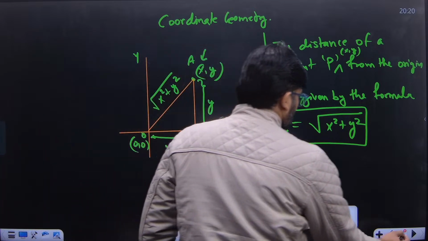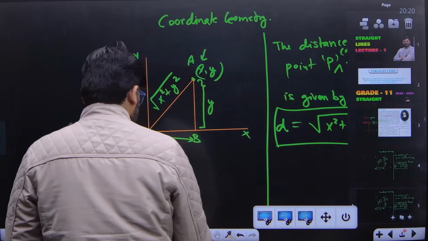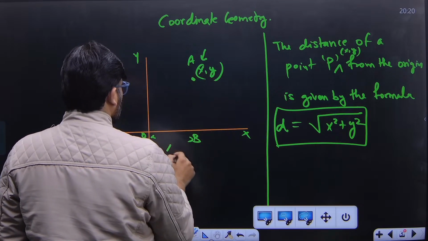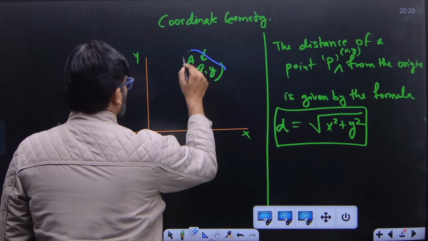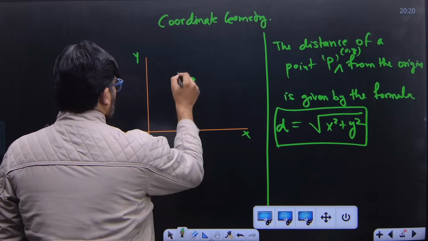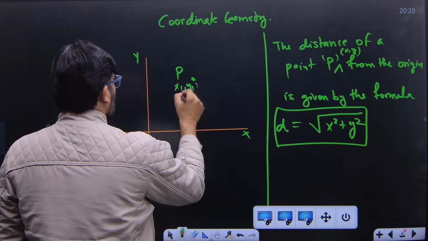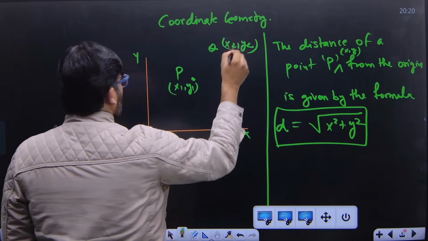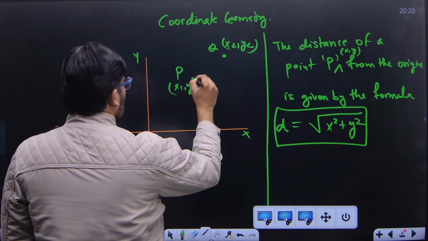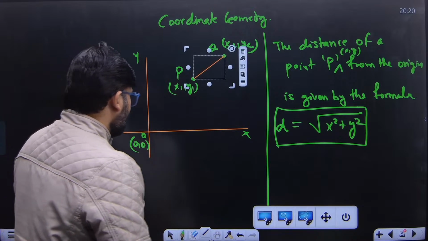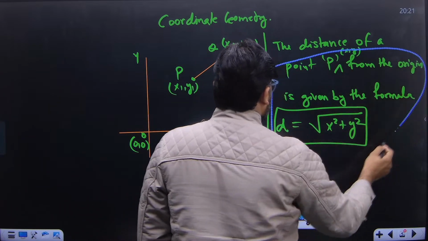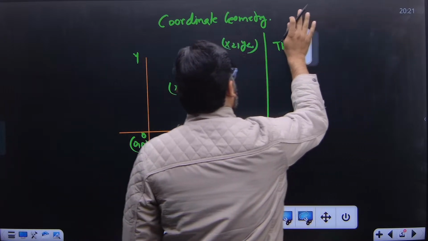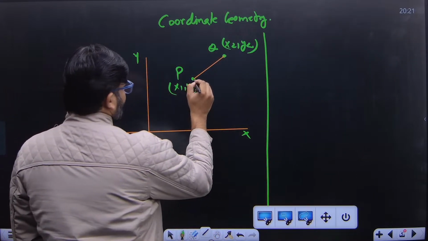Now let us suppose that there are 2 points. So let us say that there is a point P whose coordinate is x1 comma y1. Then there is another point Q whose coordinate is x2 comma y2. We are going to join this PQ. Now what is the distance of this PQ? It would be using the same formula, no? So that means you have to build a triangle first.